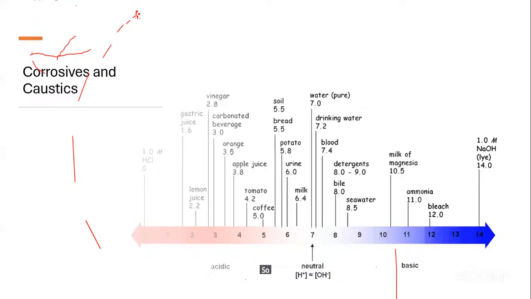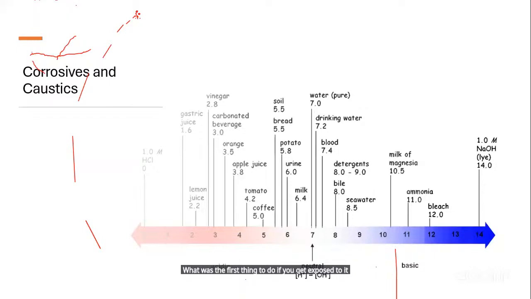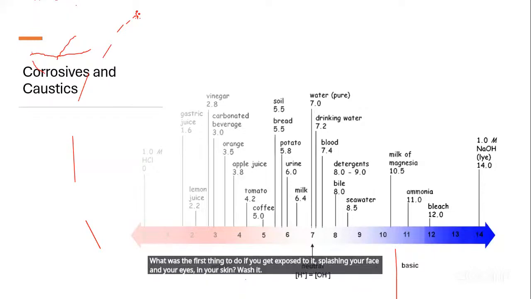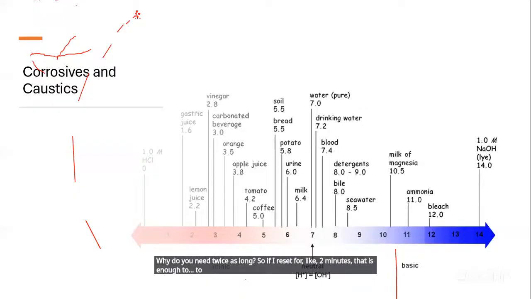So always make it again as a rule of thumb. Whenever you have exposure to any chemicals, no matter what it is, always the first thing to do if you get exposed to it, splash in your face, in your eyes, in your skin, wash it in water for a longer period of time, at least minimum for 15 minutes. Why do you need to wash it that long? So if I rinse it for like 2 minutes, that is enough to wash that chemical off the skin, right?